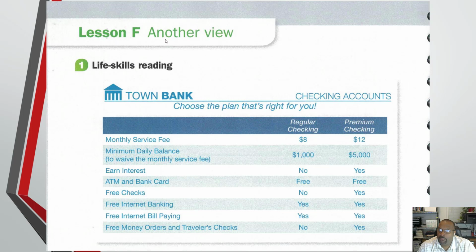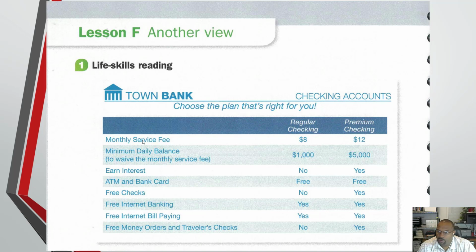All right, another view, life skills reading. So here we have a bank account. Okay, choose the right plan that's right for you. So this is a bank. They have many checking accounts. Okay, and this is probably a brochure, a list of different checking accounts. Right, you have a regular checking account and a premium checking account. Okay, and we can use this to see the difference between these 2 checking accounts.